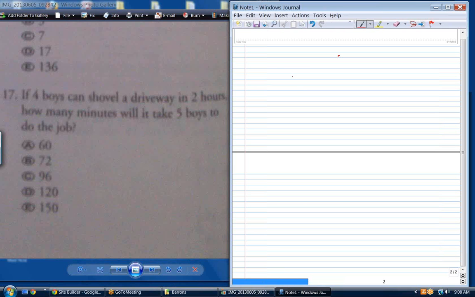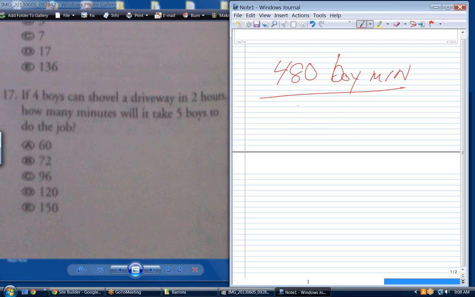Okay. But what we had was 480 boy minutes worth of work to do. So if we divide that by 5 boys, we're left with, and I can approximate that, it doesn't quite go in 100 times, so it must be 96. 96 minutes.